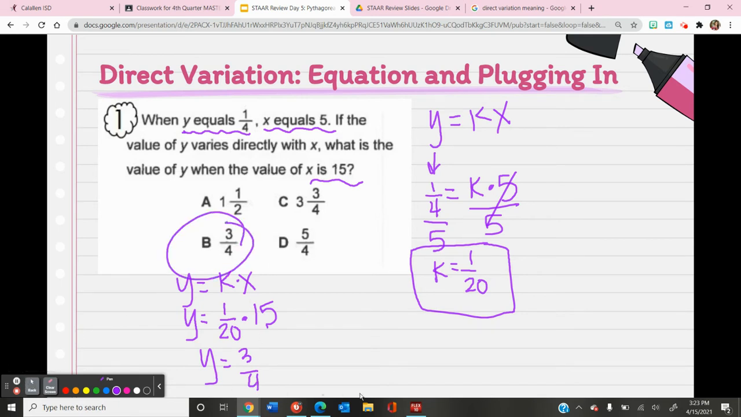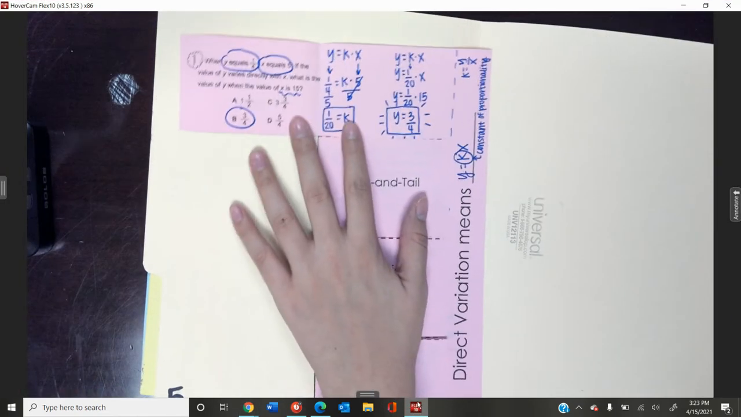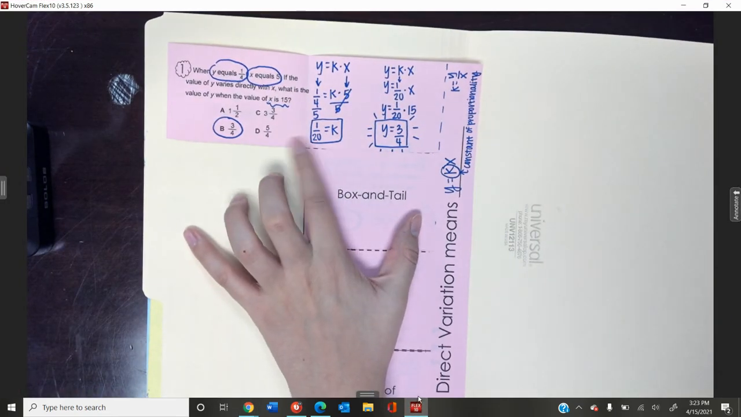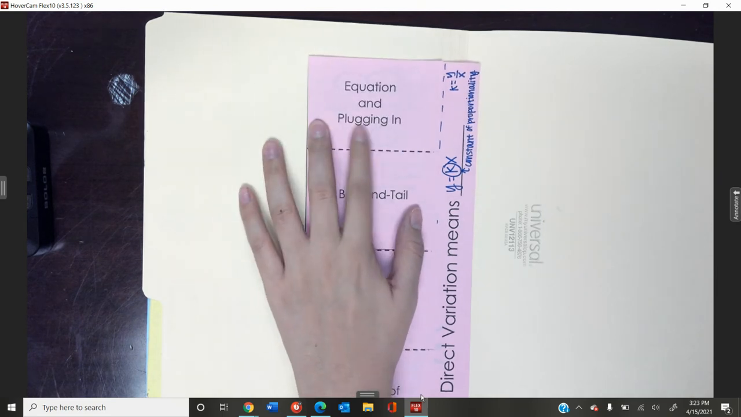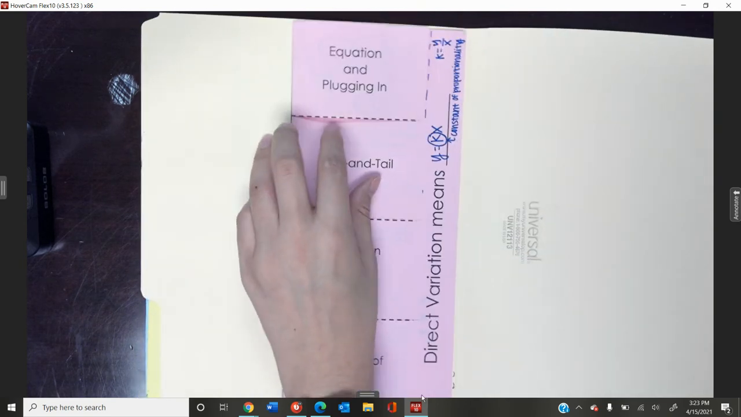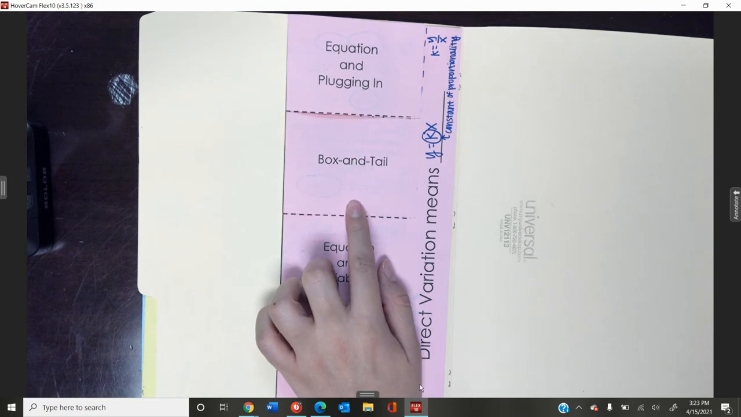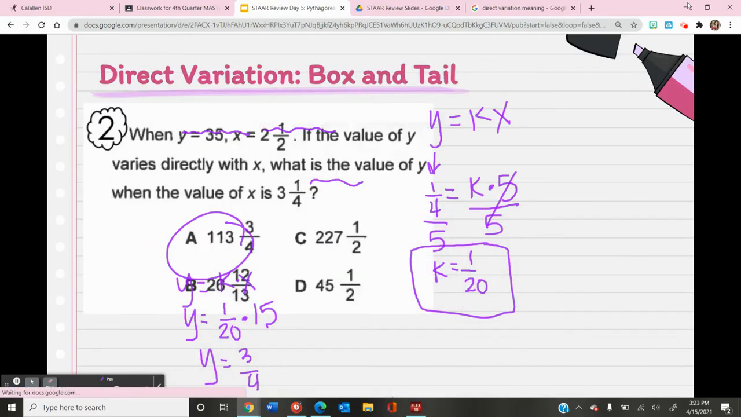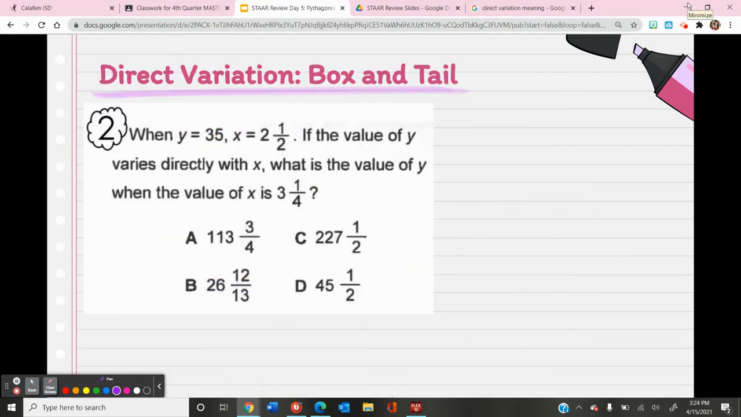Now looking at your foldable, this is everything you should have written down for example number 1. So that was doing the equation and plugging it in. Now we're going to go ahead and look at box and tail. This is going to be number 2. It says when y equals 35, x equals 2.5. If the value of y varies directly with x. If you see the words y varies directly with x, you know that it's going to be a direct variation equation. And it says what is the value of y when the value of x is 3 1/4.